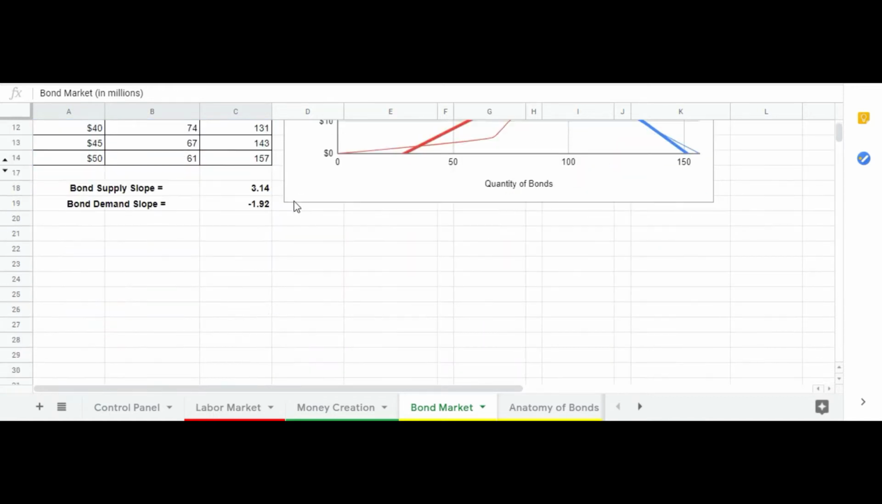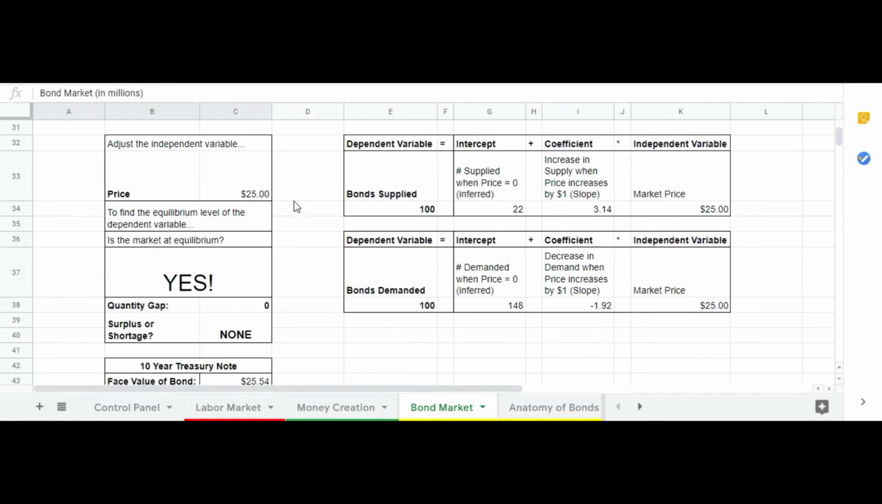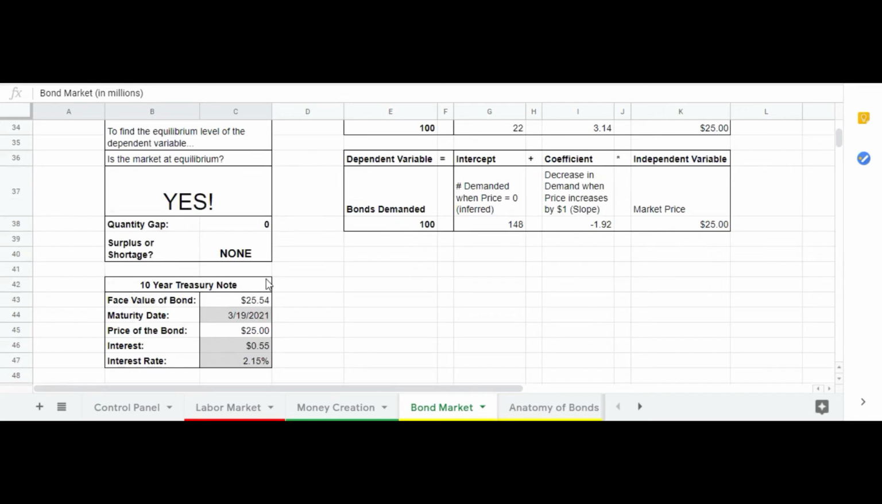So I'm going to focus a lot more on scrolling down here and using this price to adjust the price of a theoretical 10-year treasury note that has a face value, as you can see here, of $25.54 and a maturity date of a year from now, or at least a year from this recording. The interest rate currently is set at 2.15%, which results in a price of the bond being $25, an interest payment of roughly 55 cents.